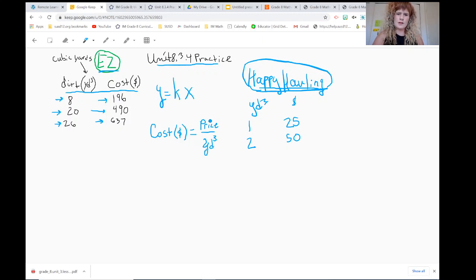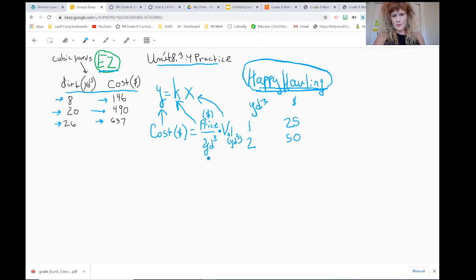I wrote price here, but remember the units is dollars. And then x equals the cubic yards, the number of cubic yards. That is the volume of dirt. Volume in yards cubed. I'm going to put a little dot right here, remember, for multiplication. So that's what everything represents: the cost to haul the dirt, the price per yard cubed, and the volume of the dirt.